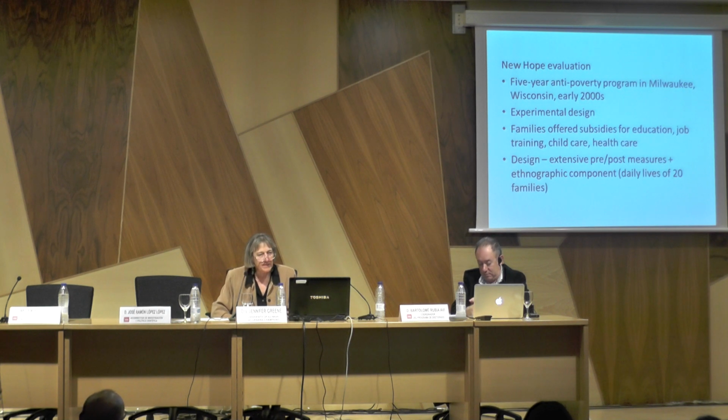These are not labor economists, these are social science researchers, child development people mostly, and they designed an experimental design in which they offered a random sample of poor families in Milwaukee their choices of subsidies for returning to school, employment training, child care, and health care. So subsidies were offered in all those areas, and the families could take 1, 2, 3, or all 4 of these. Again, those not offered these opportunities constituted the control group.